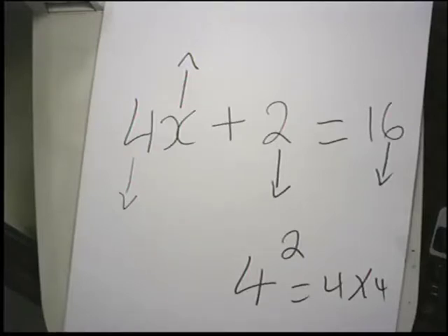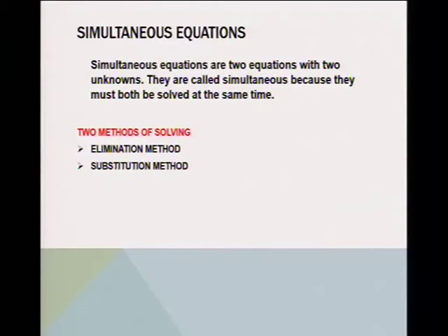We quickly move on to simultaneous equations. Simultaneous equations are equations with two unknown variables, and the powers of the unknown cannot be greater than 1. That makes it a simple simultaneous equation. Now we solve these two equations with two unknown variables at the same time. Okay? The two methods of solving are elimination and substitution.